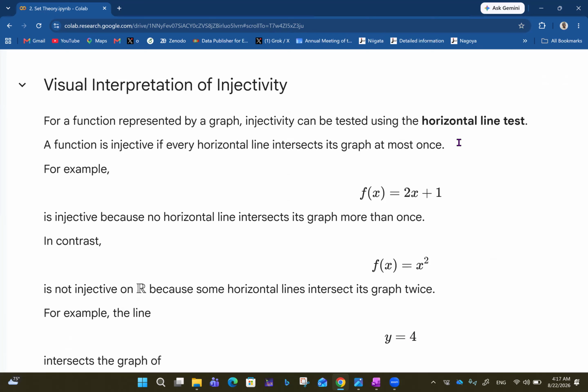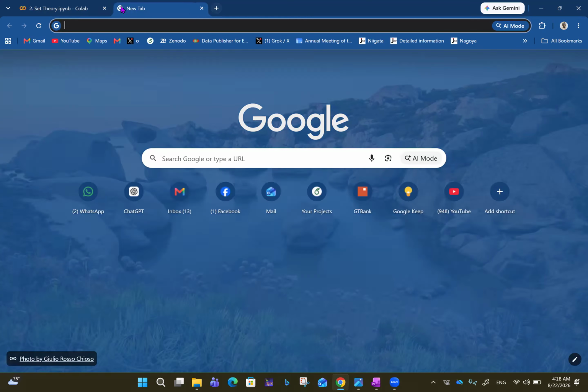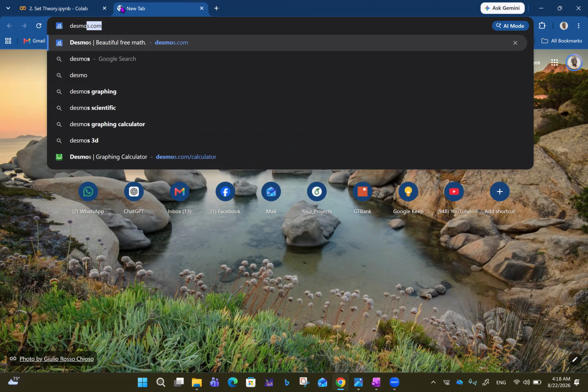Now we have a visual interpretation of injectivity. For a function represented by a graph, injectivity can be tested using the horizontal line test. A function is injective if every horizontal line intersects its graph at most once. For example, if f of x is 2x plus 1, it's injective because no horizontal line intersects its graph more than once. Yeah, because if you visualize this on Desmos, let's go to Desmos and see how that works.